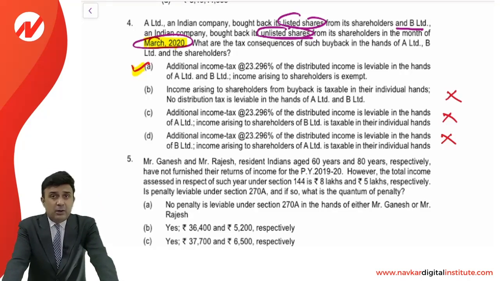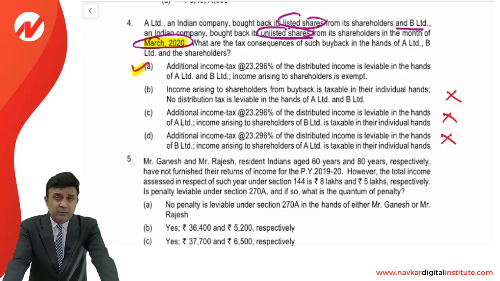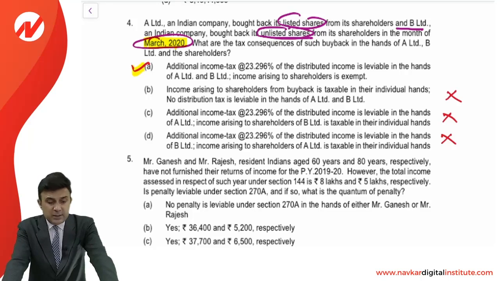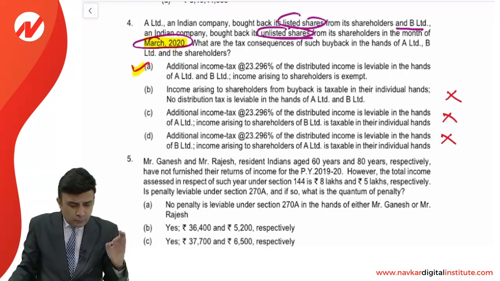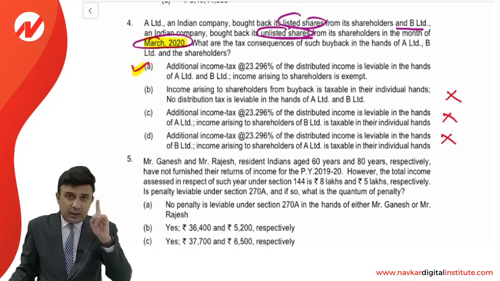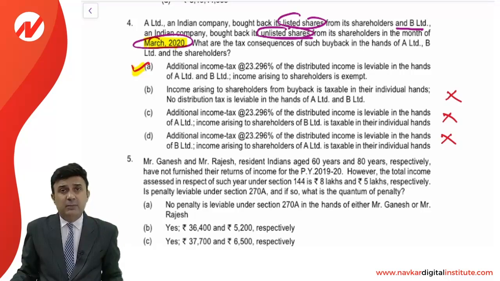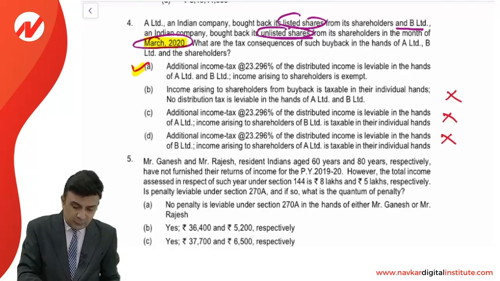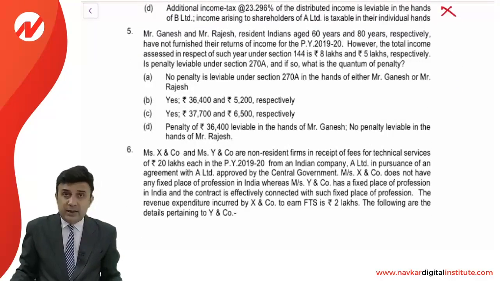Had the buyback been effected for a listed company before 5th July 2019, then the answer to this particular question would be D. But as the buyback is in the month of March 2020, it is subjected to the additional tax for both the companies.